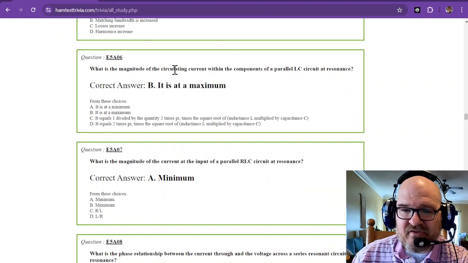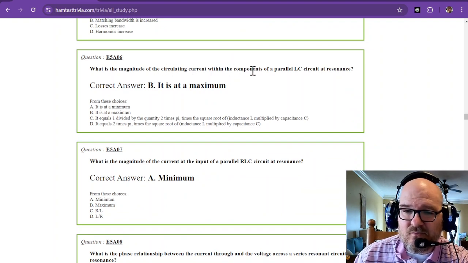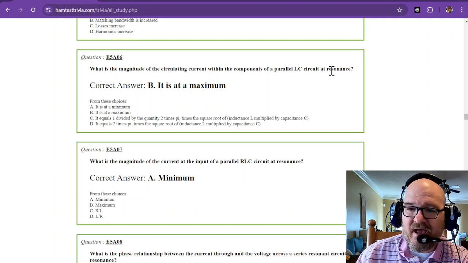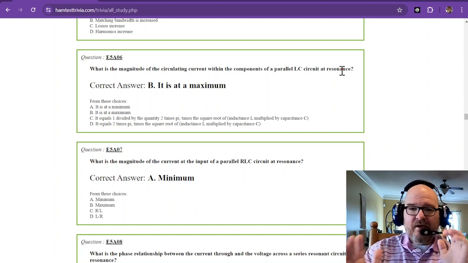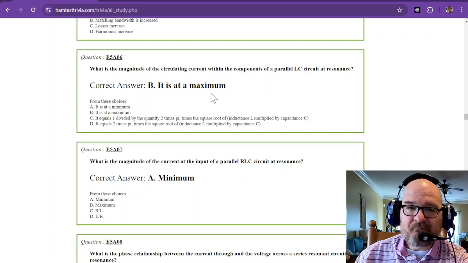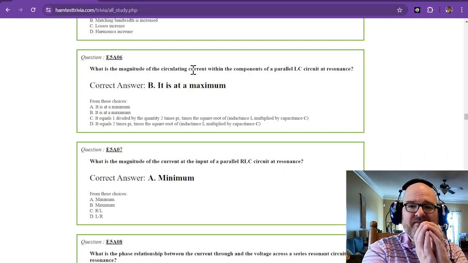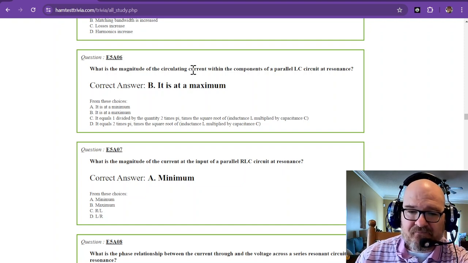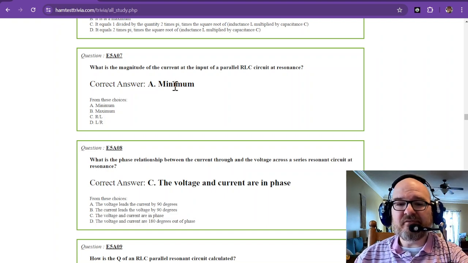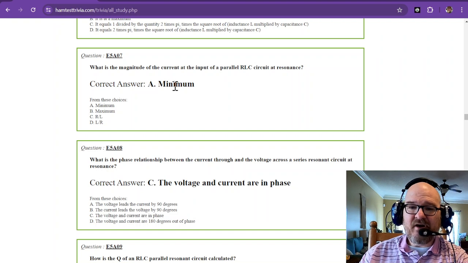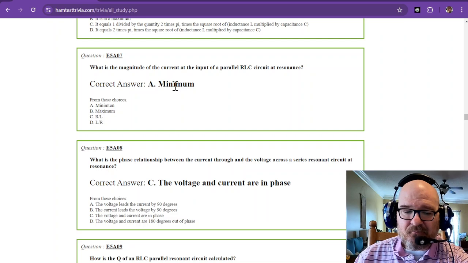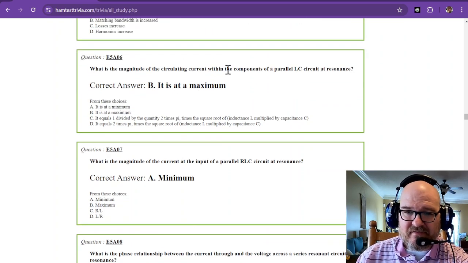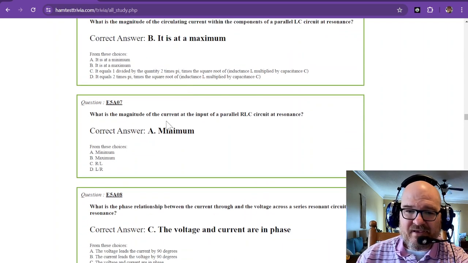What is the magnitude of the circulating current within the components of the parallel LC circuit at resonance? So that's L, your inductor, in parallel with capacitance. The current will be at its maximum inside those two components. The very next question says, what is the magnitude of current at the input of a parallel RLC circuit at resonance? The magnitude at the input is going to be at its minimum. So maximum within the components, minimum at the input.